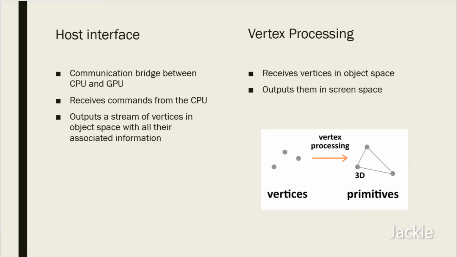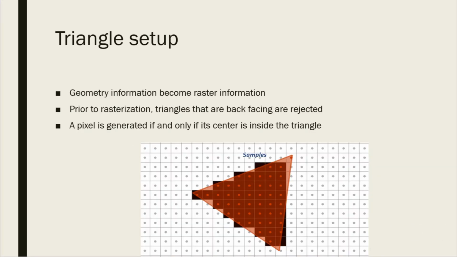As for the vertex processing stage, it receives vertices from the host interface in object space and outputs them in screen space. This may be a simple linear transformation or a complex operation involving morphing effects. But the main thing here is no new vertices are created in this stage and no vertices are discarded. Input-output has one-to-one mapping.